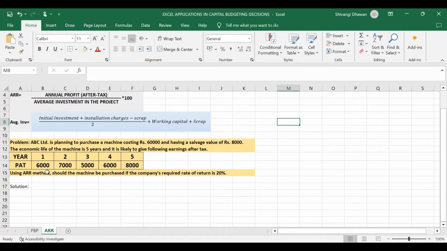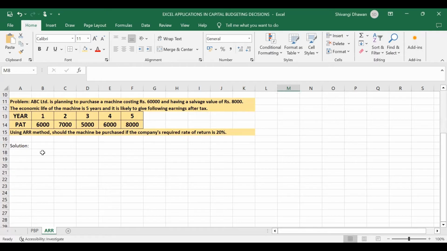Using ARR method, we need to determine whether ABC Limited should purchase this machine if the company's desirable specified rate of return, or we can say the required rate of return, is 20%. In order to solve such questions, first there is a need to write down the critical data. So here the critical data is the number of years given to us. So we will be writing down the number of years, that is from 1 to 5.